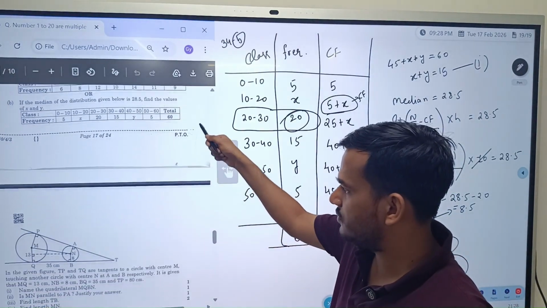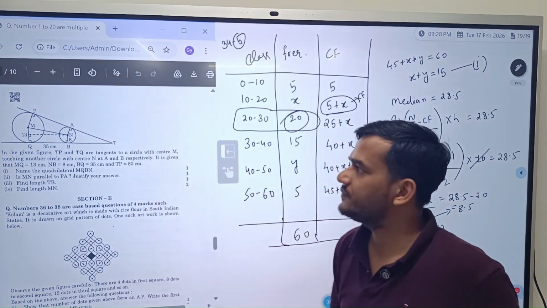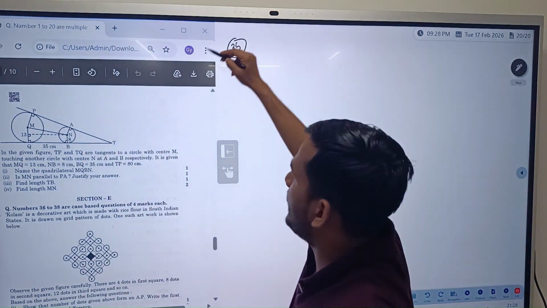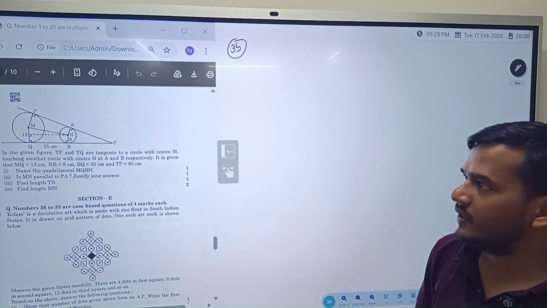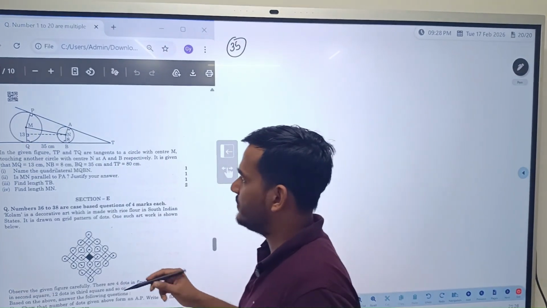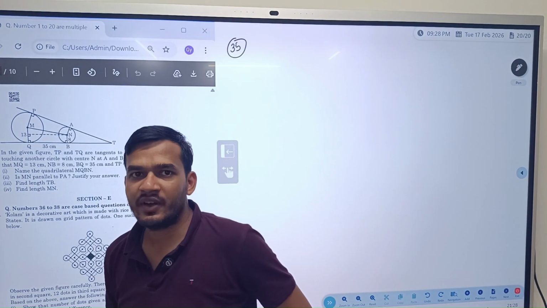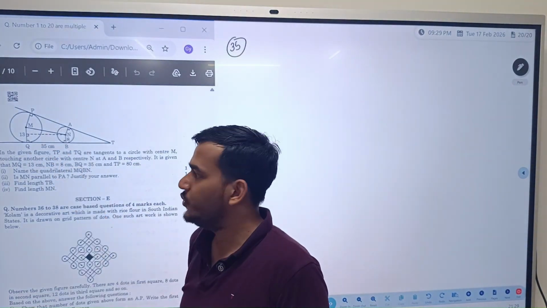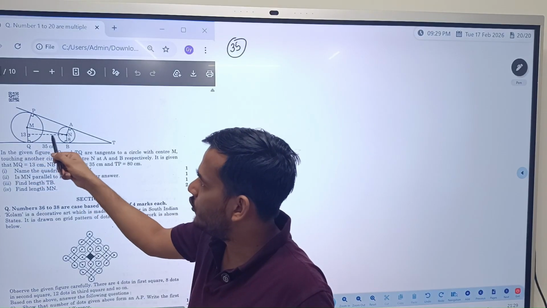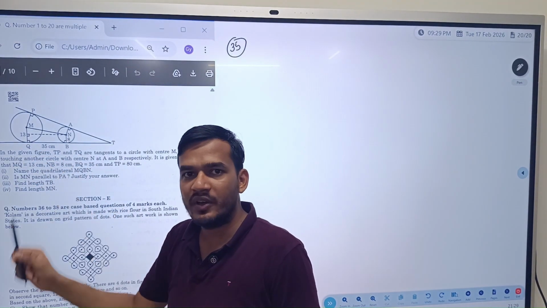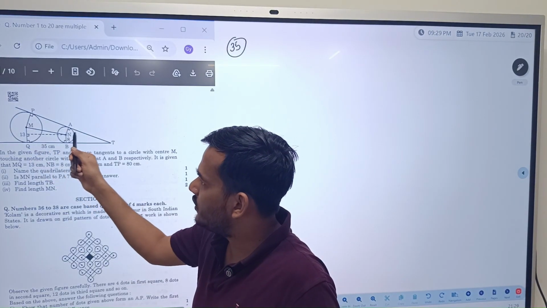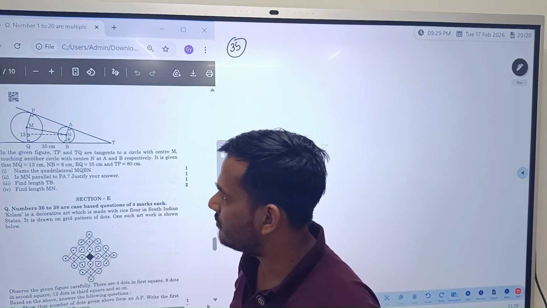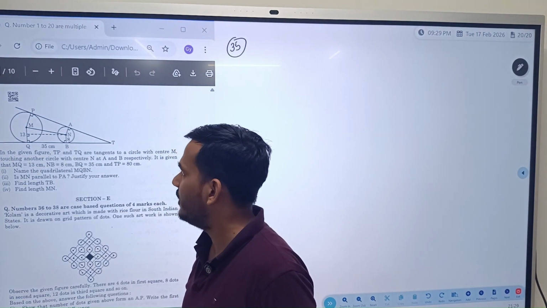Now moving to next question, this 35. So in this, these two circles are given. The first problem is name the quadrilateral MQBN. In quadrilateral MQBN, you can see this side MQ and BN both are perpendicular to QB. That means MQ and BN are parallel. But this QB and MN both are not parallel. Otherwise, it would have become rectangle.